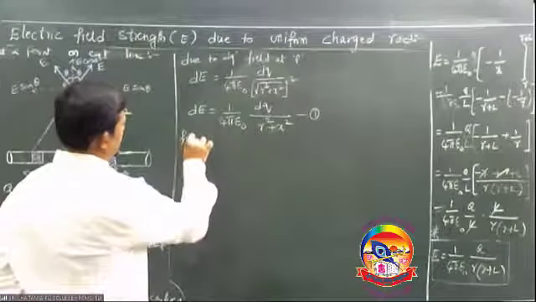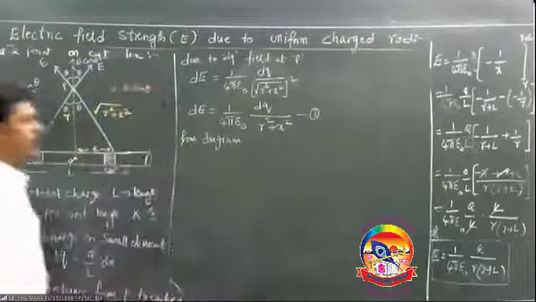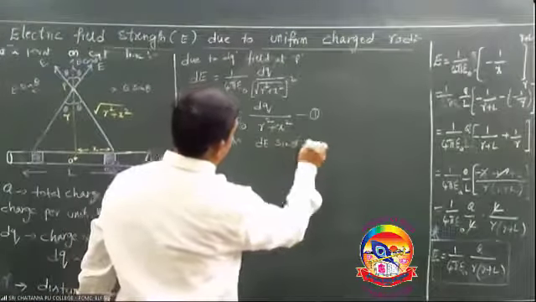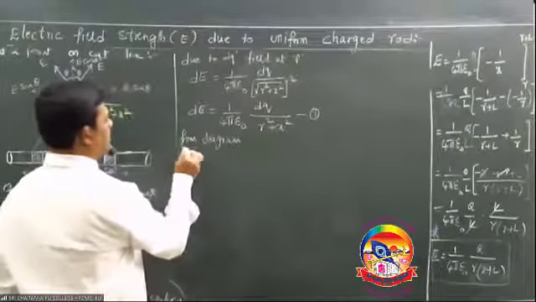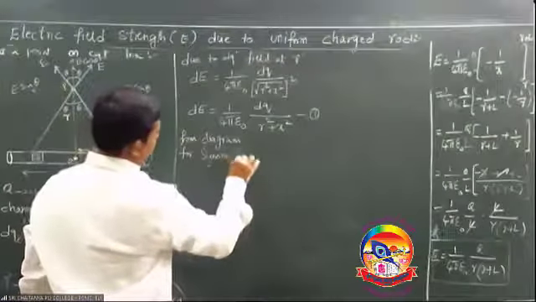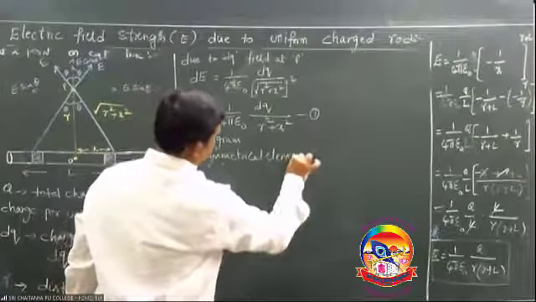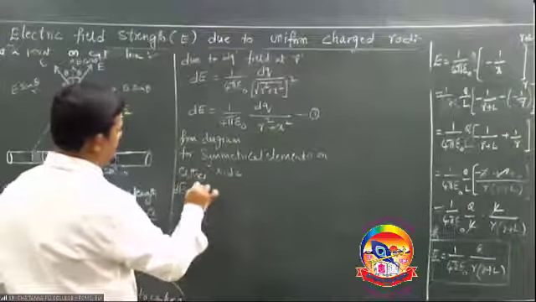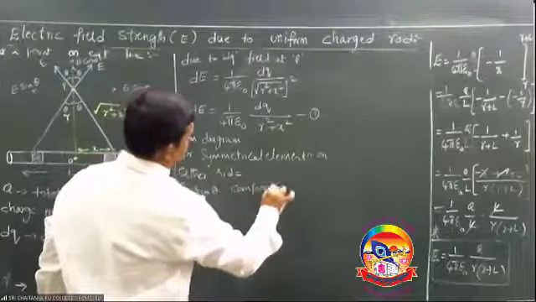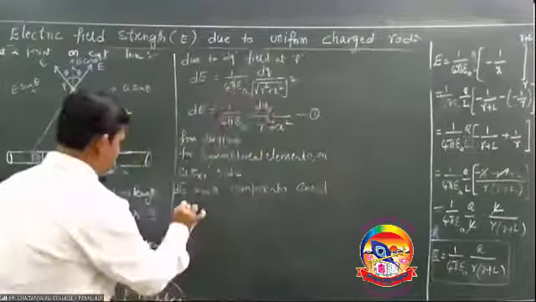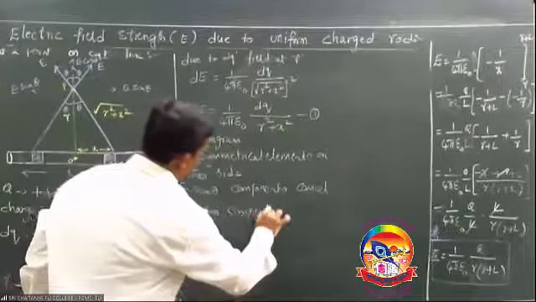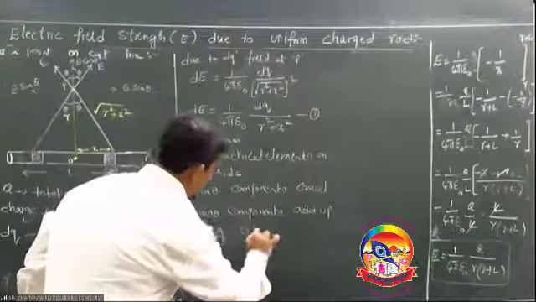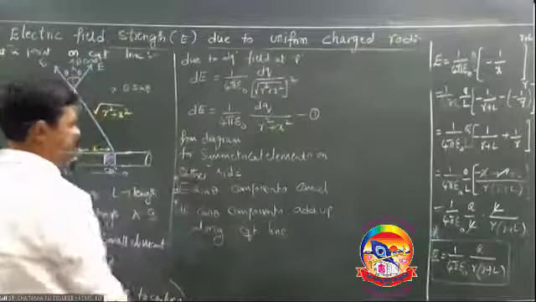From the diagram and our discussion, what can we say? dE sin theta components for symmetrical elements on either side cancel. dE cos theta components add along the equatorial line. This is a very important point, right?